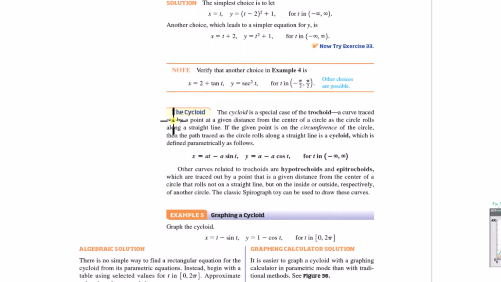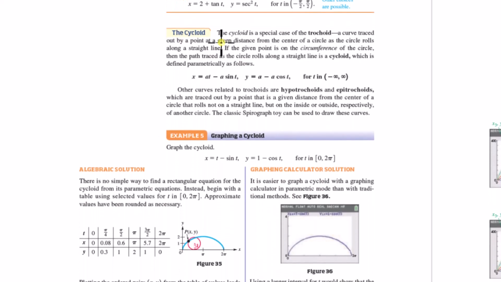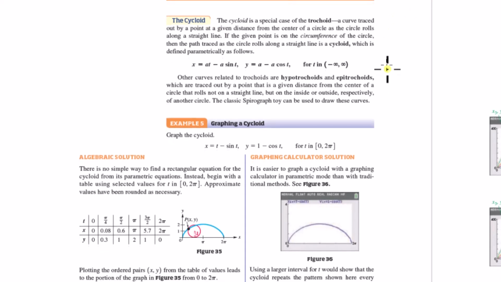Okay, the cycloid. So the cycloid is a really good example of the use of parametric equations. This is going to give us a sense for how powerful parametric equations can be. It really allows us to model a system in a way that would be very difficult, if not impossible, to do any other way. Okay, so the cycloid is a special case of the trochoid, a curve traced out by a point at a given distance from the center of a circle as the circle rolls along a straight line.